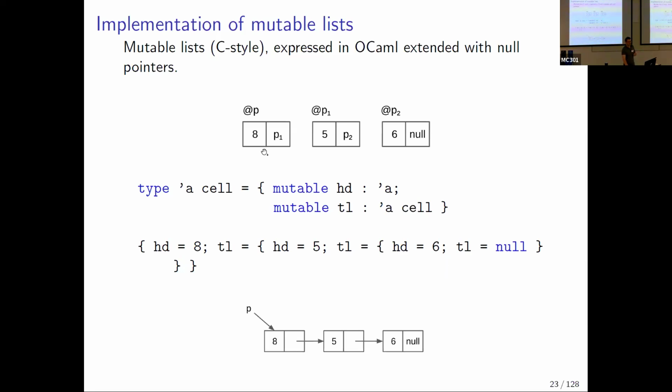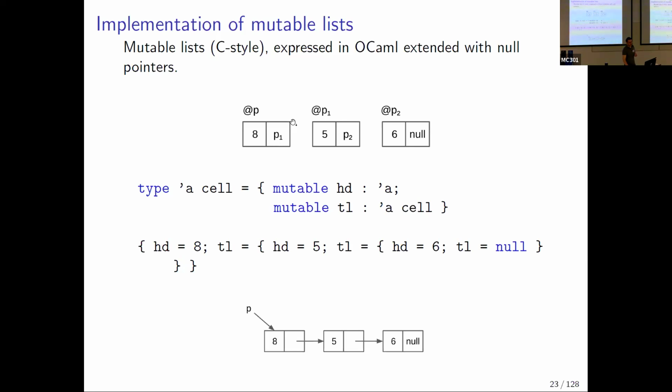So it could be represented like this. You have at address P the record 8, P1. At address P1, you have the record 5, P2. At address P2, you have the record 6, nil.